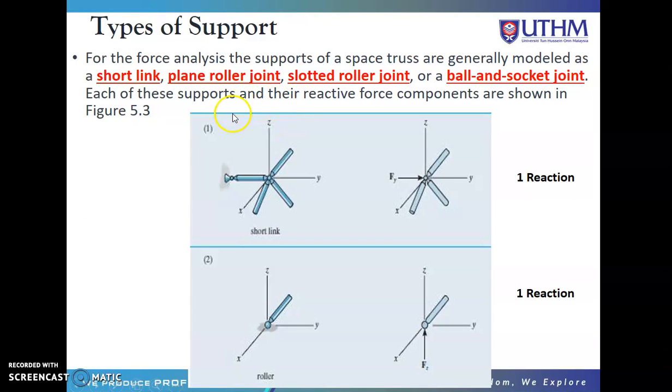Okay, so kalau sebelum ni kita belajar in the previous lesson, we learned the types of support that we know, such as the pin, okay, the pin roller. So we already know about the pin, and also the fix. Okay, so pin, roller and fix. So these three are common, we already know.